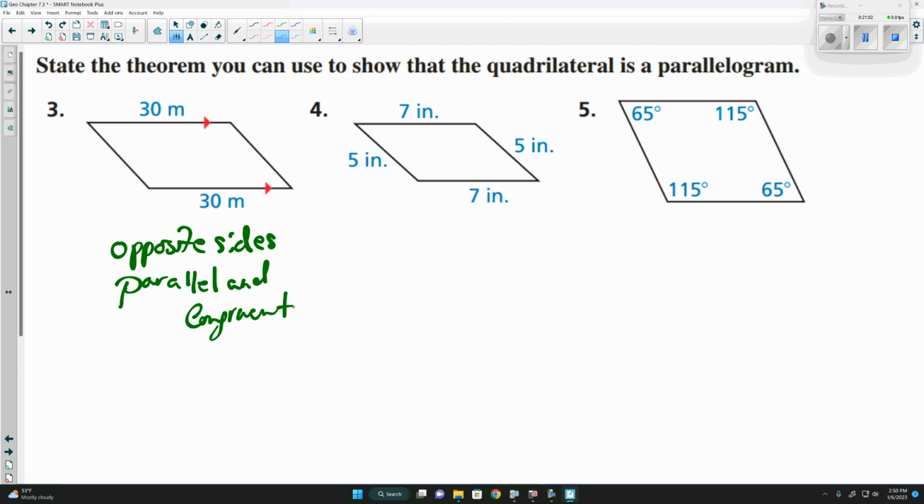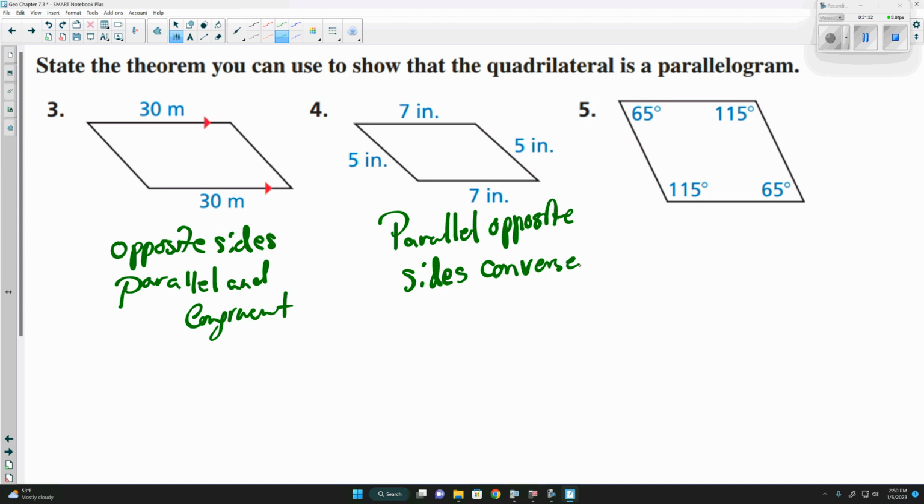Number 4 would be the parallelogram opposite sides converse. Because the parallelogram opposite side converse theorem states if the opposite sides in a quadrilateral are congruent, then it has to be a parallelogram.